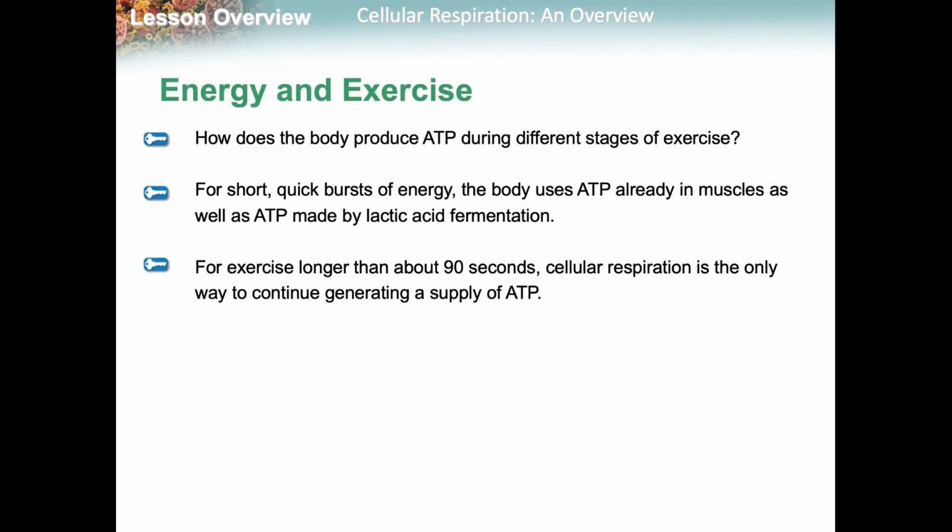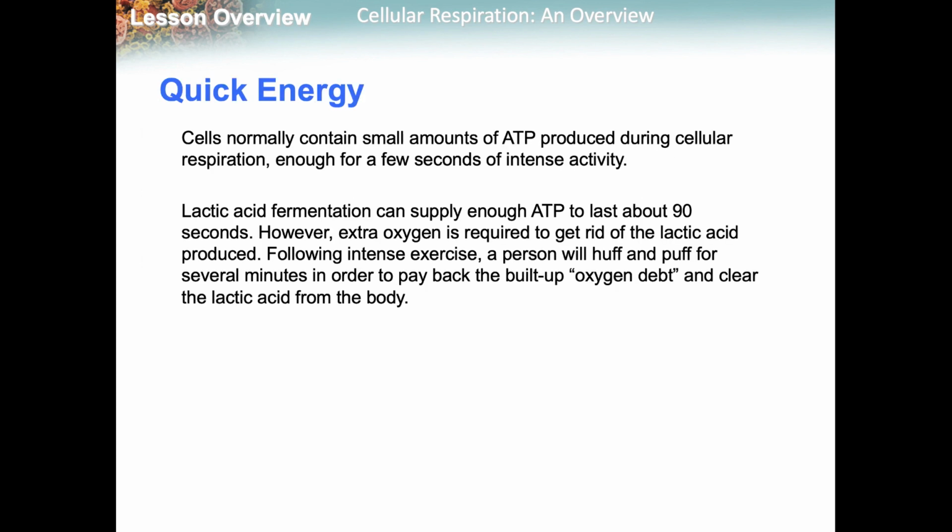So how does the body produce ATP during different stages? For the quick burst of energy, it'll use the ATP already in the muscles, and then it'll use lactic acid, like I said. Any exercise for longer than 90 seconds, so when you're doing like a full hour workout, or if you're doing like sprinting or running for long distances, you're going to undergo cell respiration.